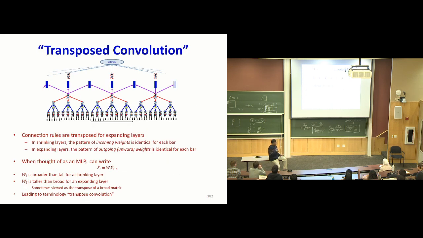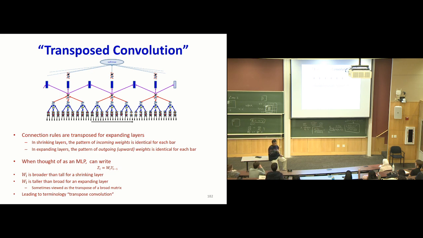So here are the connection rules. In shrinking layers like these, the pattern of incoming weights is identical for every bar. But then when you have expansion, obviously you have asymmetry. You have asymmetry on the row above, but on the current row, the pattern of outgoing weights is identical for every bar. So for these guys, when you have an expanding layer, this pattern of outgoing weights is the same as this pattern of outgoing weights.